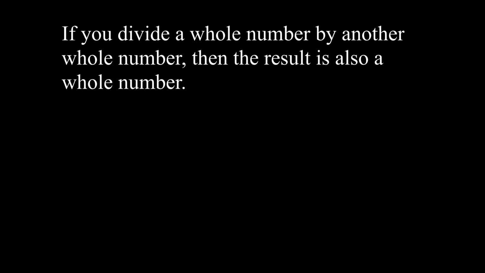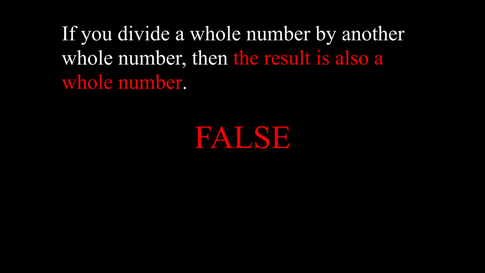Consider these three conditional statements. If you divide a whole number by another whole number, the result is also a whole number. Well, a counterexample of this would be when you divide 1 by 2, the result is 1/2, which is not a whole number. Since 1/2 isn't a whole number, the conclusion is false. Since you can find this counterexample, the conditional statement itself is false.